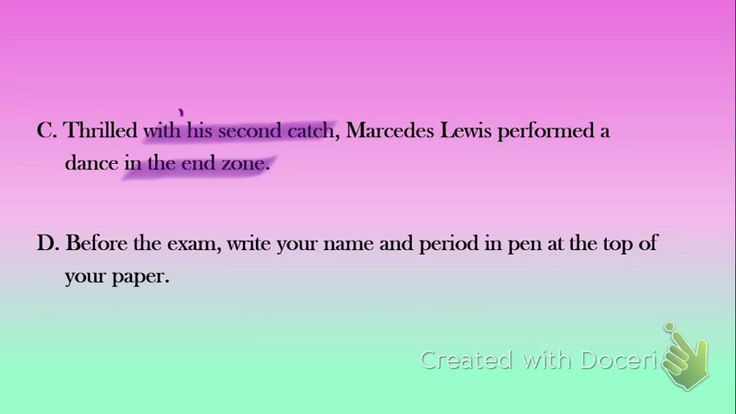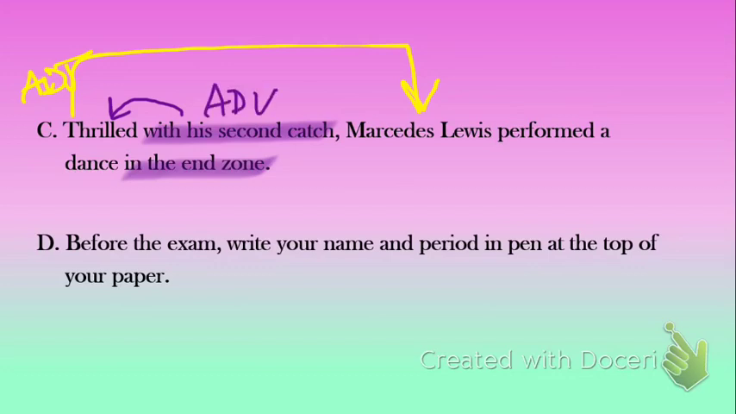It's describing the word thrilled, and in this sentence, thrilled is a word that describes Mercedes Lewis, a noun, so thrilled actually becomes an adjective, which makes this prepositional phrase describing an adjective, and that turns it into an adverb. It's expressing in what manner or how he was thrilled. He was thrilled with his second catch.